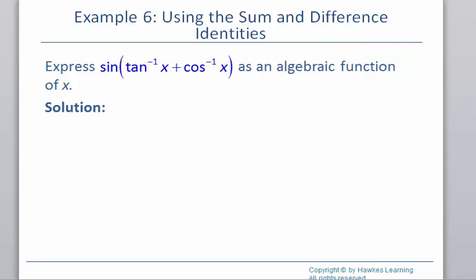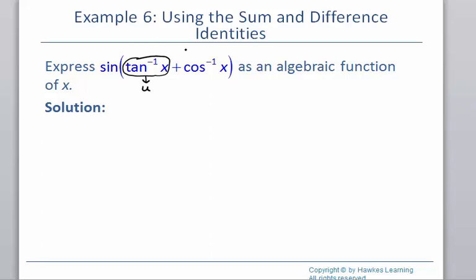Okay, so let's move on to a second example. We're asked to express sine of tangent inverse of x plus cosine inverse of x as an algebraic function of x. Recall that when you're doing an inverse function, the answer to an inverse function is always an angle. So I'm going to say that the answer to this part is u. We'll call it angle u.